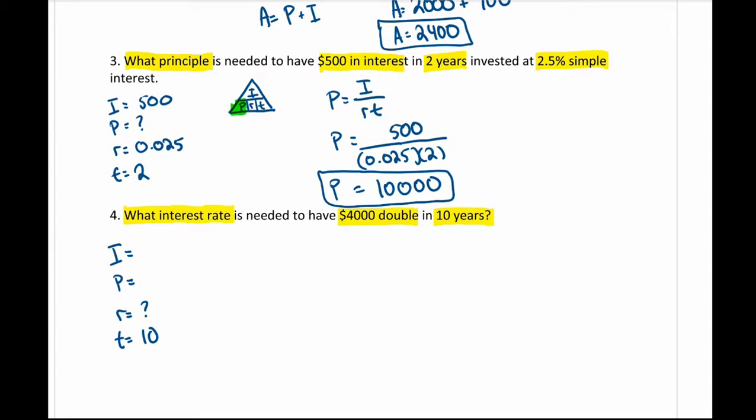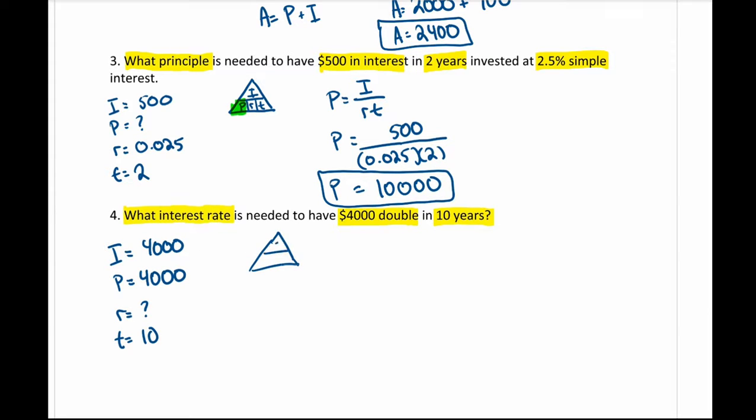We want to have $4,000 double, so we know we're starting with 4,000, so that's our P value. But what's our interest? We can think about it. If we want to have $4,000 double in 10 years, how much interest do I want to earn? If I want to double it, that means I want to earn $4,000 in interest, so that in the end, I would have a combined $8,000. So that means my I is 4,000.